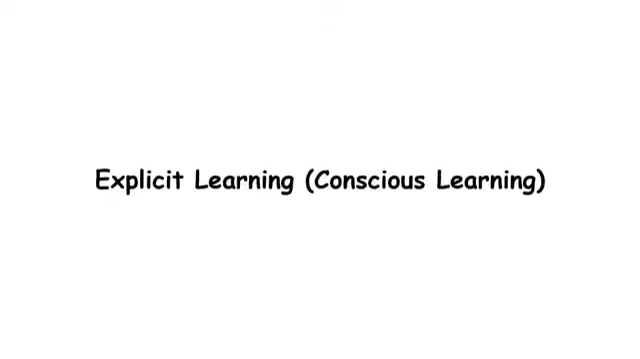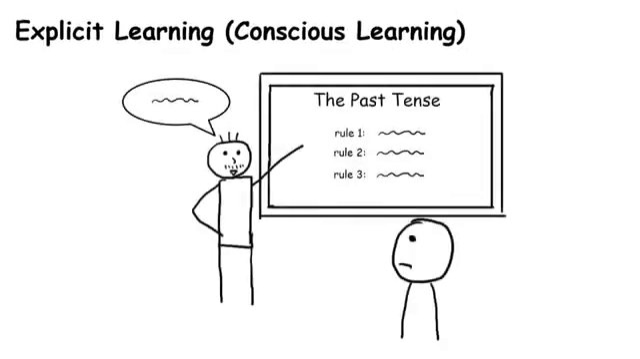The first type of learning is called explicit learning or conscious learning. This is the type of learning where the learner knows that he is learning something and also what is being learned. One example of explicit learning is studying grammar. When you listen to an English teacher explaining the past tense, you're learning English explicitly by consciously memorizing how to use the past tense.